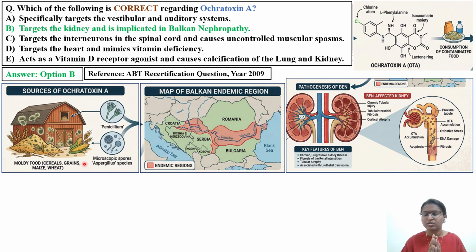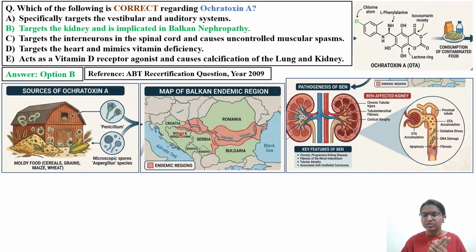And why this is associated with Balkan nephropathy is that there is a particular region called the Balkan endemic region, which is across the Danube River. These are European countries, such as Romania and Bulgaria. The cereals and grains growing in this particular region were contaminated with this particular Penicillium species, Aspergillus. As a result, the people living in this region were affected with ochratoxin A toxicity.